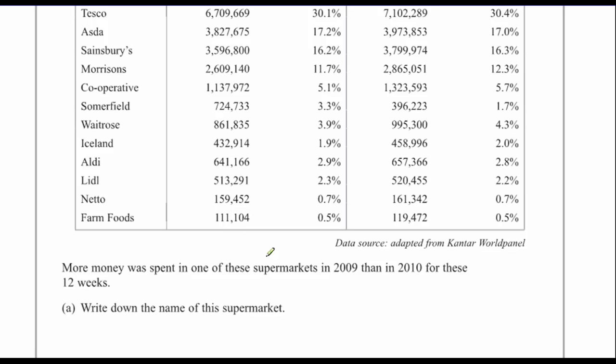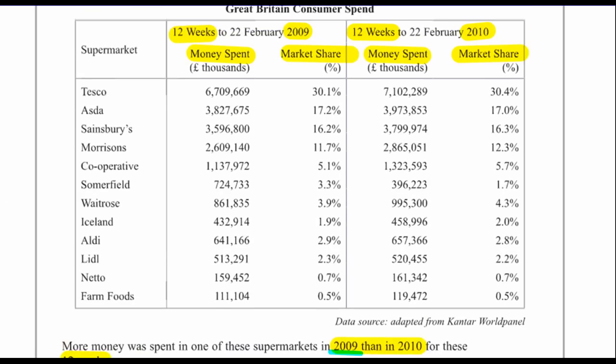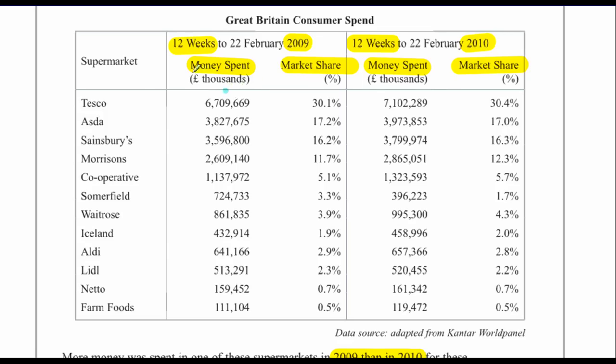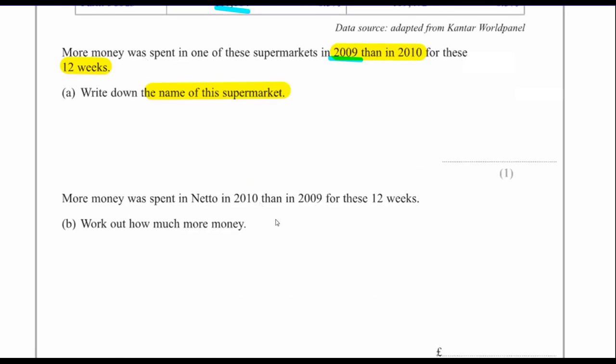More money was spent in one of these supermarkets in 2009 than in 2010 for the 12 weeks in question. Write down the name of this supermarket. So basically, which supermarket did better in 2009? So which one had more money spent then? So we compare the 2009 money spent number with the 2010 money spent. Not Tesco, because this is higher. This is higher, not Asda. This is higher, this is higher, this is higher, this isn't higher, look. This is higher, this is higher, this is higher, this is higher, this is higher, this is higher. Comparing with the previous one. So the answer is Summerfield.